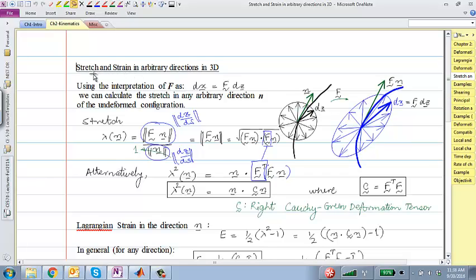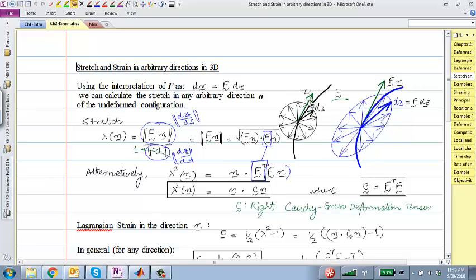We said that stretch in the 1D direction, in a one-dimensional definition of stretch, was final length divided by original length. That was lambda, the stretch, right? We extended that to arbitrary directions. So if I have some curve in three-dimensional space, something like this, after deformation it might become something like that.